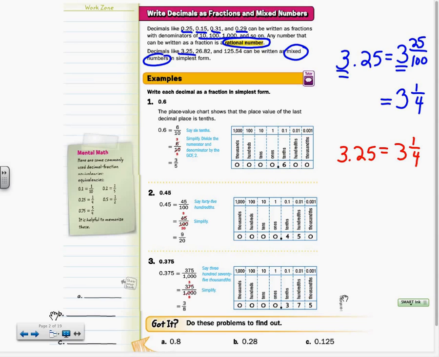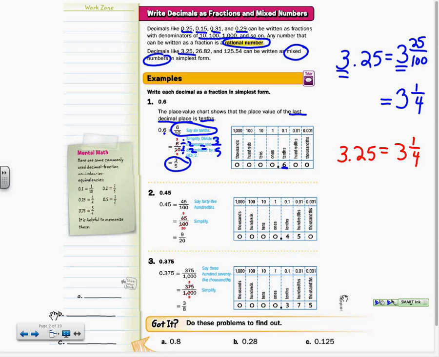Example 1: write each decimal as a fraction in simplest form. The place value chart shows that the place value of the last decimal place is tenths. So it's only a number in the tenths, and we call that number 6/10. If we can say it using what we know about place value, we just say it and then we simplify it. So 6/10, if I divide both 6 and 10 by 2, I get 3/5. The book already did that. So 6/10 is equal to 3/5.